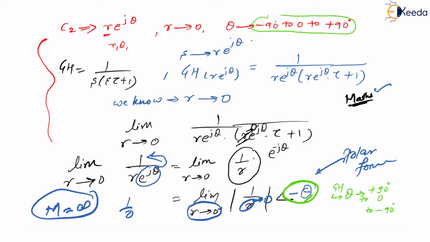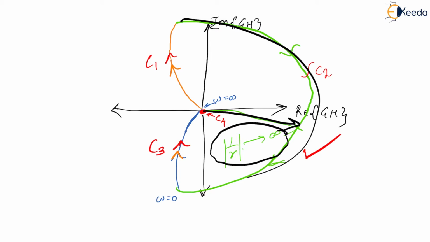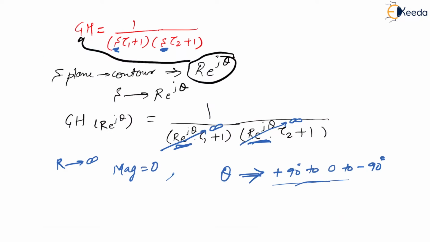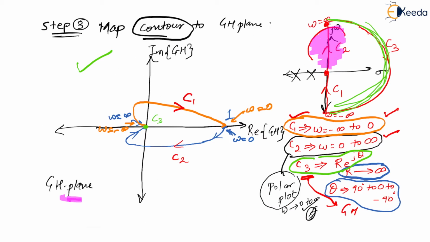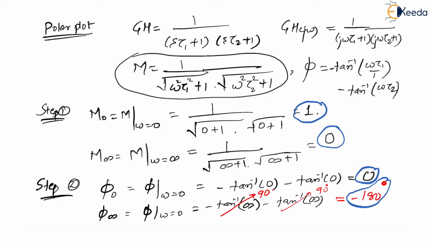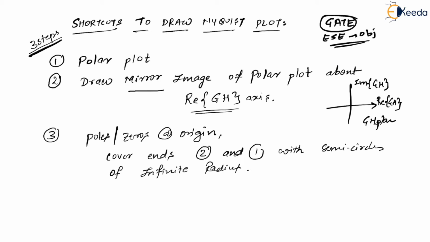Why? Because everywhere you see, the radius was infinite. Similarly here also, the radius was infinite. So you have to understand this. Infinite radius, this is very important. That's it, the Nyquist plot is drawn.